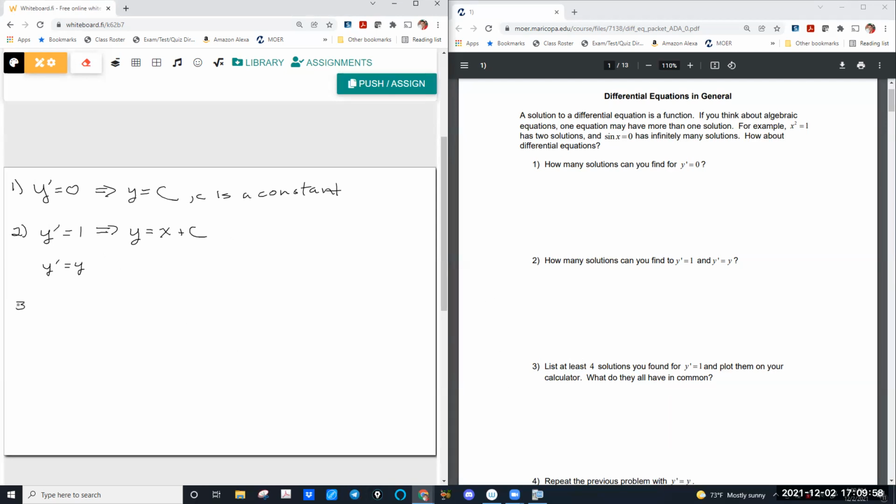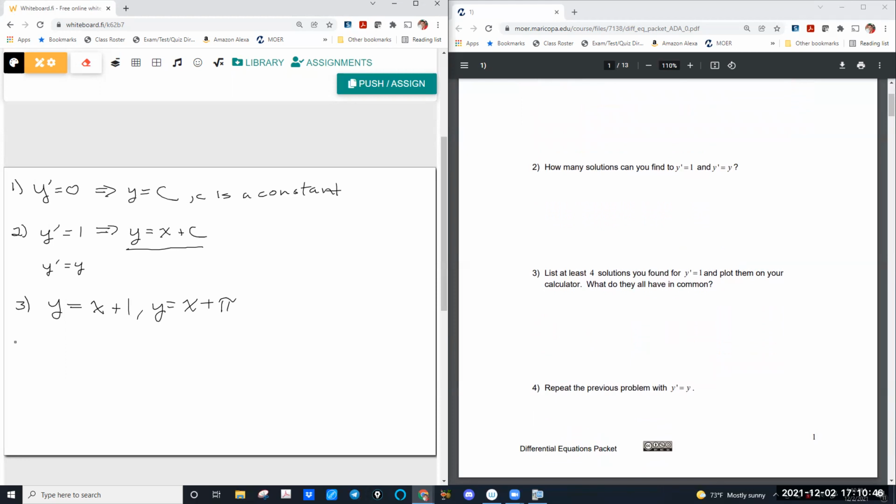If we wanted examples for solutions to y prime equals 1, well, we have the general solution here. So really anything, y equals x plus 1, y equals x plus 2, y equals x plus pi, right? If you want to get a little creative. Any linear function with a slope of 1 satisfies the equation y prime equals 1. Okay. What this creates is a series of parallel lines because what they have in common is their derivative or their slope.